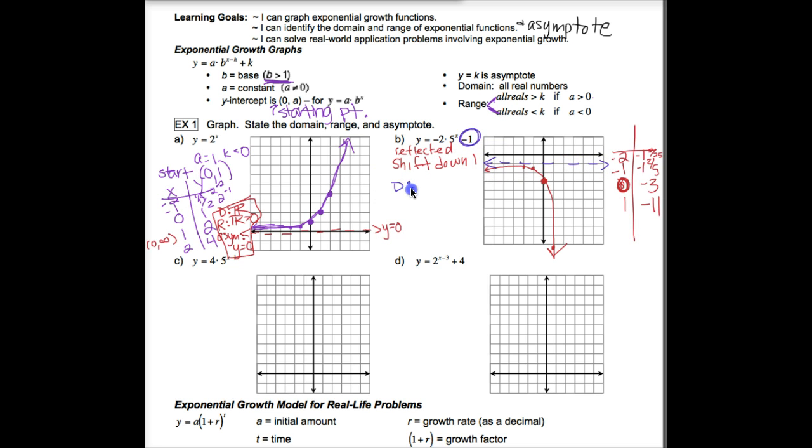So domain, x values, x going on forever this way, x going on forever this way, so all real numbers. Range. My values are starting here. They're not getting to -1, but they're getting close to it, and it's going to negative infinity. So that's going to be all reals less than -1, or from negative infinity to -1 if you're using the interval notation. The asymptote we already discussed. It's the line y equals -1. So there's my info.